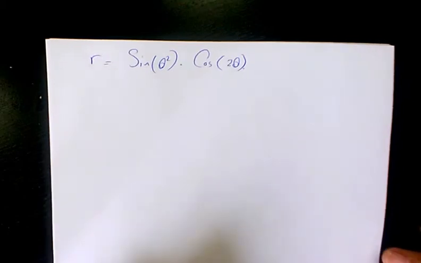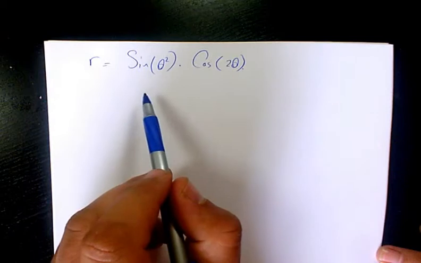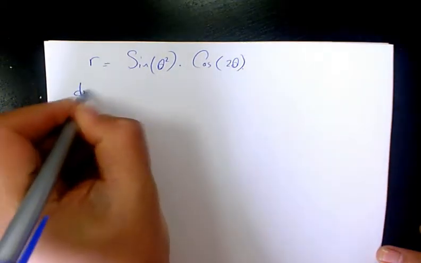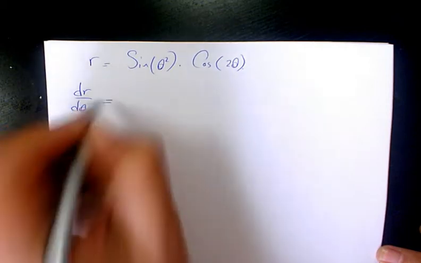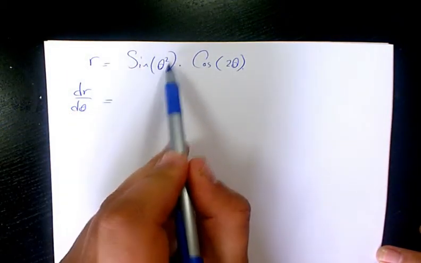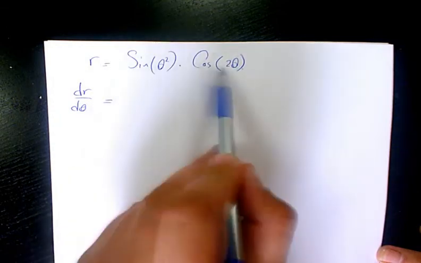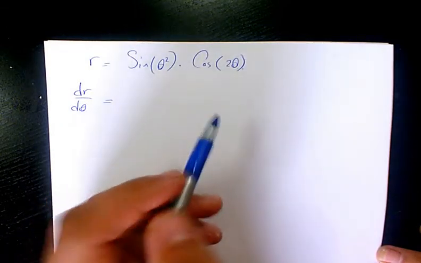Welcome to another video. In this video I want to show you how to find the derivative of r with respect to theta, so dr over d theta. So we have sine theta squared times cosine 2 theta. So we need to use the product rule and also the chain rule.